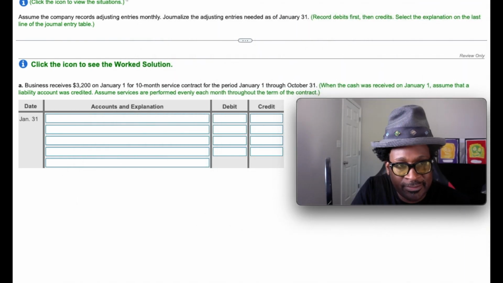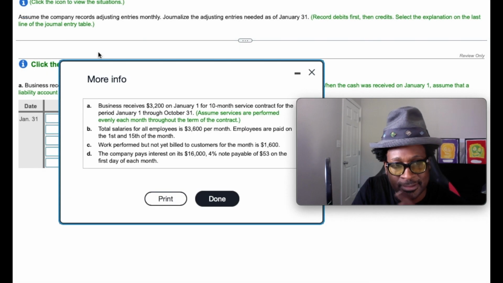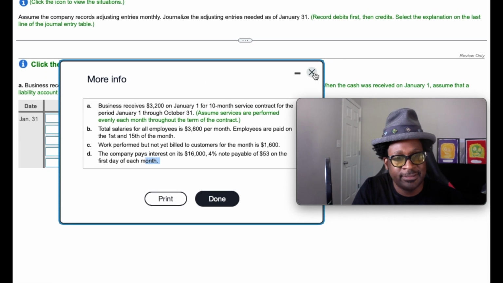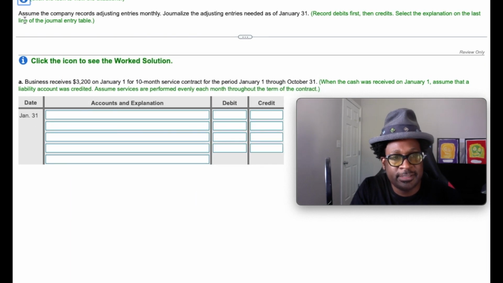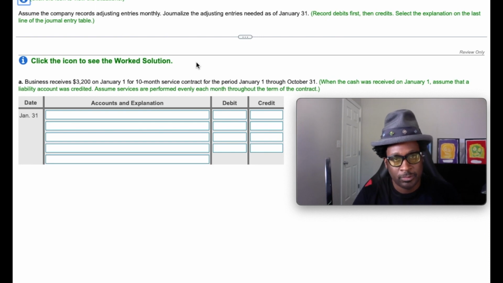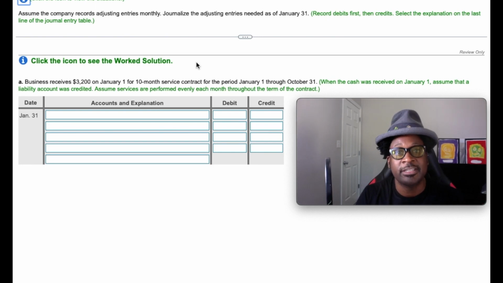It says to consider the following situations. Let's click on these situations. We have 4 transactions. And it says, assume the company records adjusted entries monthly. Journalize the adjusted entries needed as of January 31st. So, basically, we're going to adjust the adjusted entries at the end of this particular period.